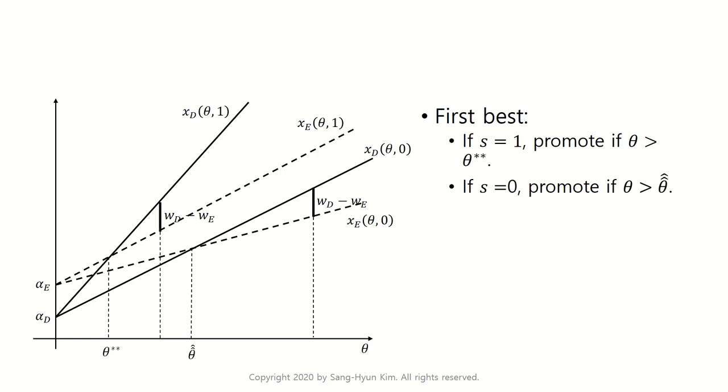So you want to reduce WD minus WE as much as possible because you want to mimic the first best contract, because the first best contract will generate a greater profit. But for some reason you cannot reduce WD minus WE. So to reduce WD minus WE as much as possible, you have to make the IC constraint binding. Okay, that's the reason why the IC constraint is binding.